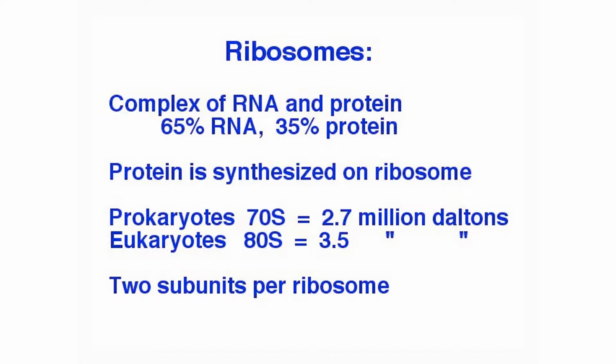The prokaryotic and eukaryotic ribosomes are shown here with their masses for comparison. Prokaryotes are 70S, eukaryotes 80S. This is the mass in Daltons. And again, there are 2 subunits per ribosome.